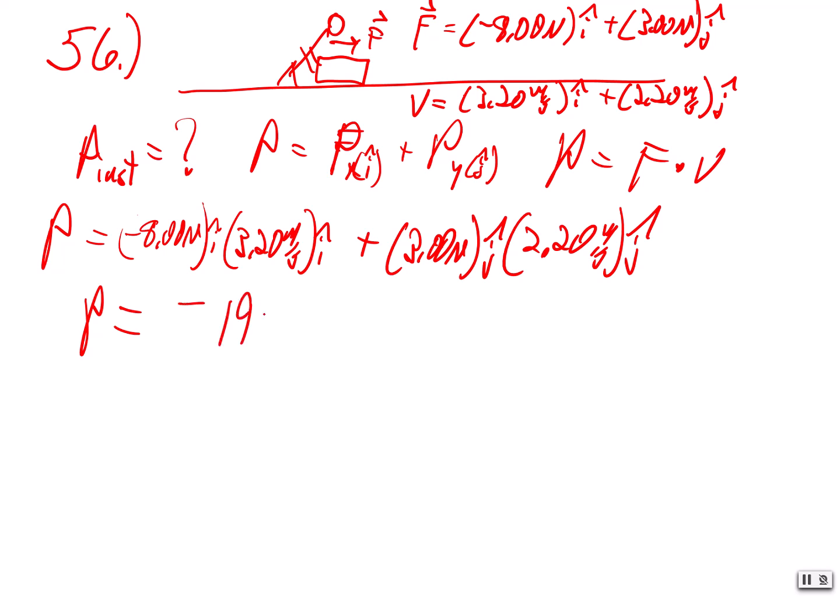Negative 19 watts. How's it negative? Because 8 times 3.2 is negative 25.6, and 3 times 2.2 is positive 6, okay? All right. So we get a negative 19 watts. So what does that mean? What it's telling us is that the x component of the force is opposing the x component of the velocity, so it is opposing the motion of the crate. That's what that tells us, okay?